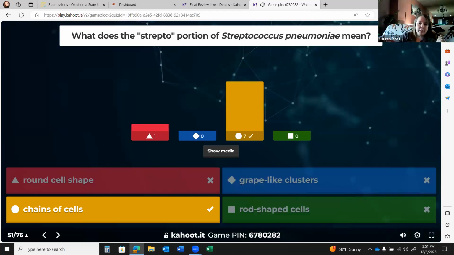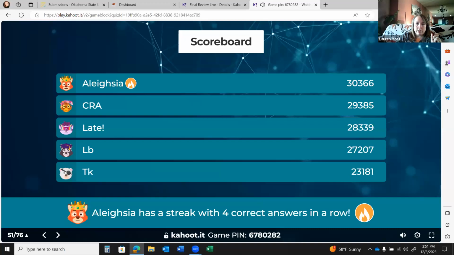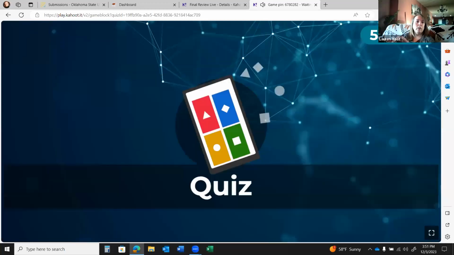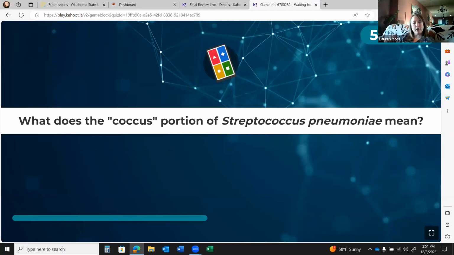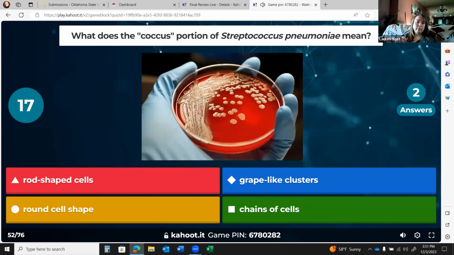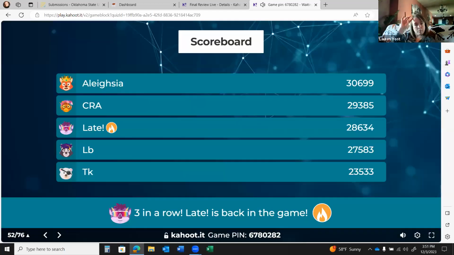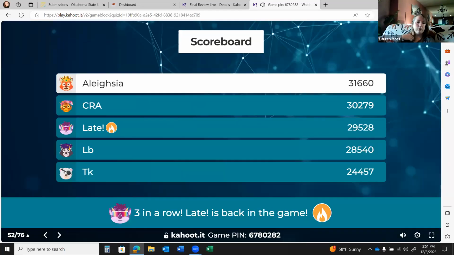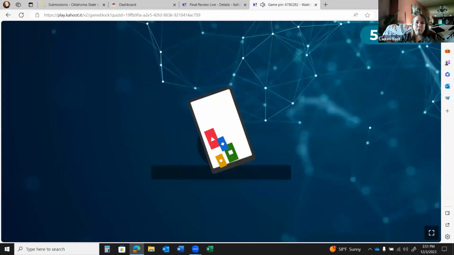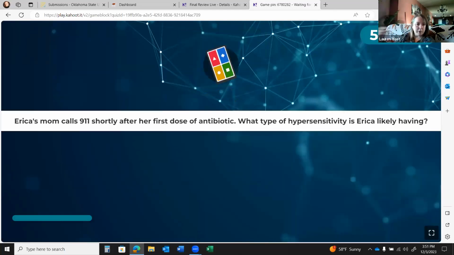That's exactly right. Chains of cells. You've had this shoved down your throat enough. I'm pretty sure most of you guys are getting that one. All right, what does the coccus portion of Streptococcus pneumoniae mean? All right, so that is going to be round cell shape. We're getting pretty close. Only got a few more. I say a few more, like 20 more, but still, it's a lot less than we started out with.